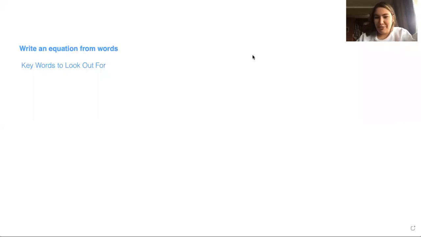Hi guys, today we're going to talk about how to write an equation from words. So we can start by looking out for some keywords when they're placed. So let's start with words for addition.